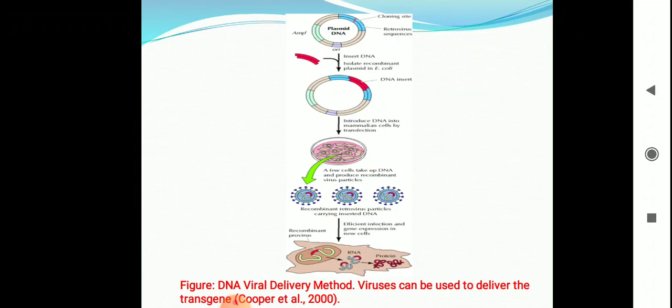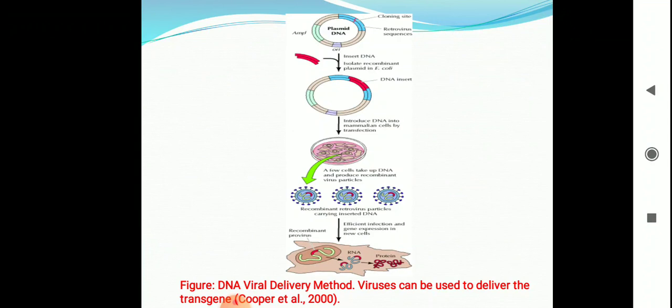In my next slide I have given a diagram. First, a plasmid is collected from a bacterium. Then a foreign gene is inserted into this plasmid. The red one is the foreign gene. Once the foreign gene is inserted, it becomes recombinant DNA. This recombinant DNA is now cultured, and after a while some cells take up the DNA and produce recombinant virus particles. Do you follow my point?